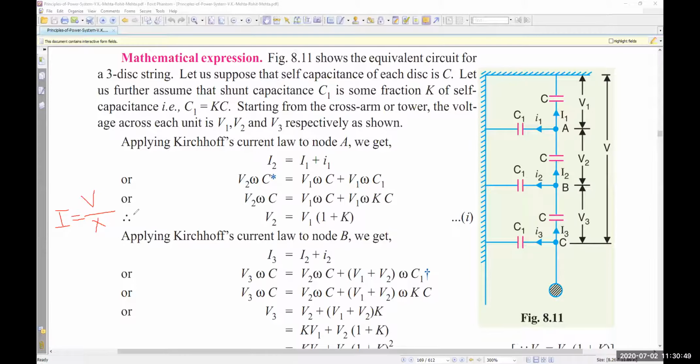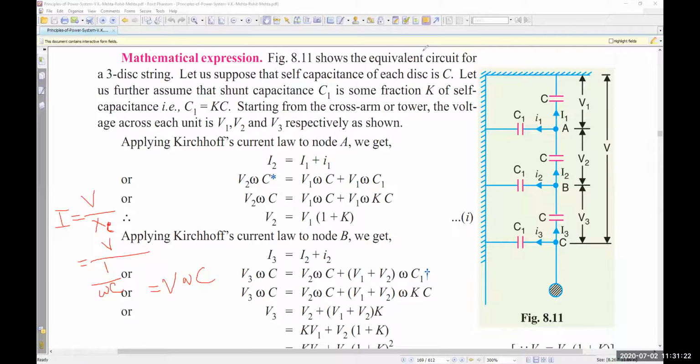Pretty simple. Okay, what is X? X is equal to XC, which is 1 divided by omega C, where omega means 2 pi F. So X is 1 divided by 2 pi F C, that is 1 divided by omega C. Can you see this omega C will go up? So I is equal to V omega C.